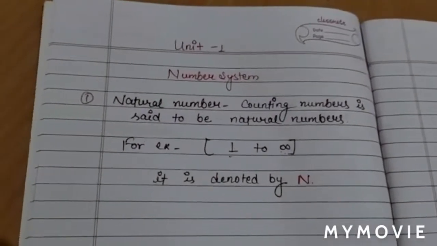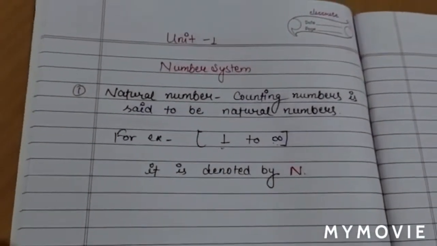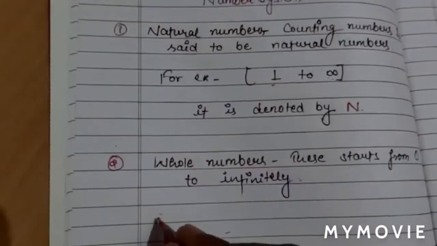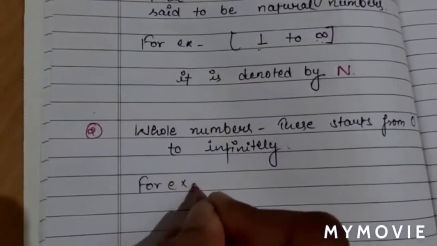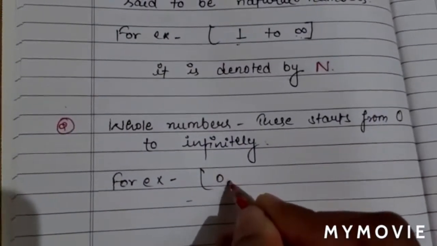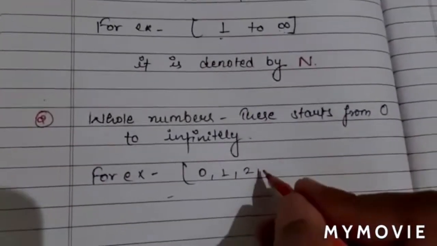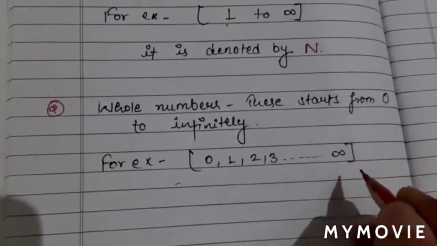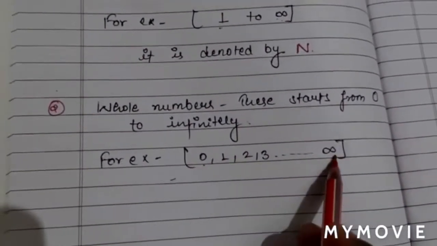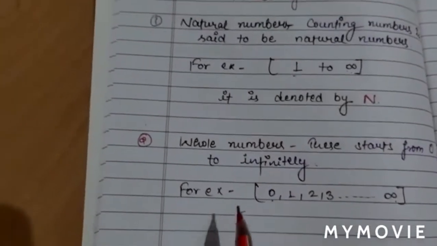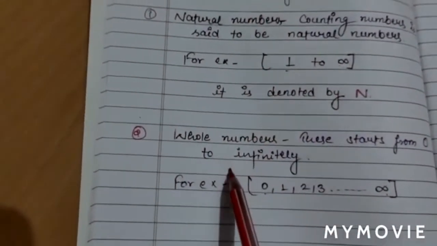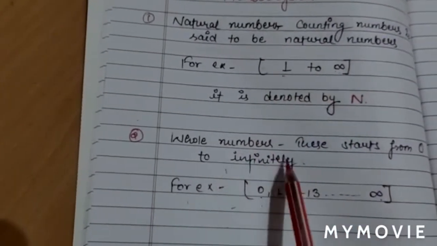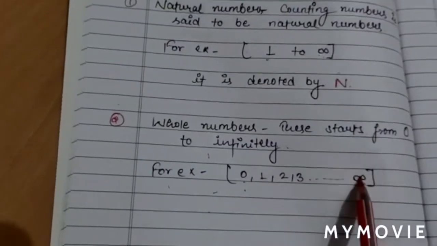Now come to the second point. The second point is whole number. These start from 0 to infinity. For example, 0, 1, 2, 3, and so on, infinite. The only difference between natural number and whole number is 0. In natural number, it is 1 to infinite, but in case of whole number, it starts from 0 to infinite.